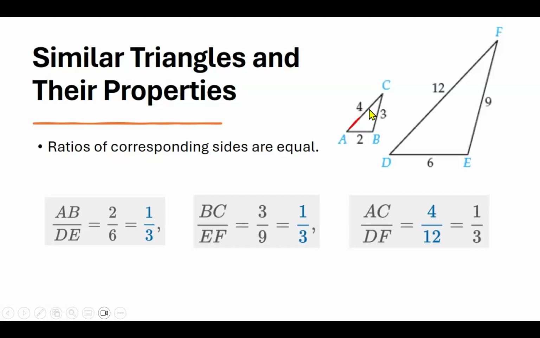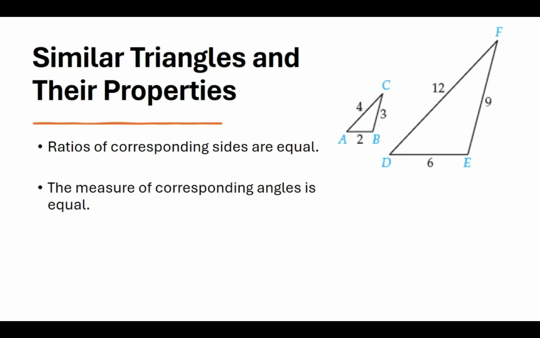All of those sides need to be on top of the fraction: AB, BC, and AC, which are the sides. And then below, you put all of the sides. You could switch it around, but just keep that order. Okay, so that's the first property.